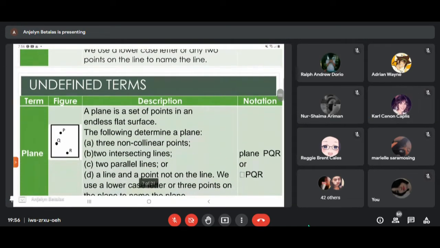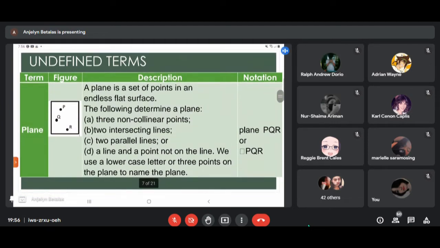Yes, ma'am. Okay, and the other one of the undefined terms is the plane. A plane is a set of points in an endless flat surface. Endless flat surface. So, if a line is one-dimensional, this one is two-dimensional. The following determine a plane: three non-collinear points. When we say non-collinear points, they do not lie on the same line.